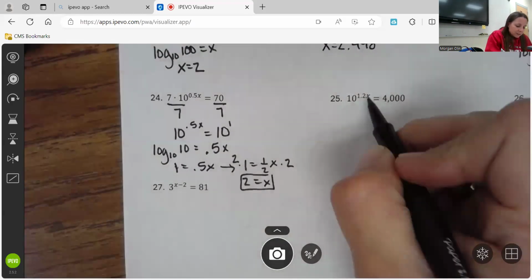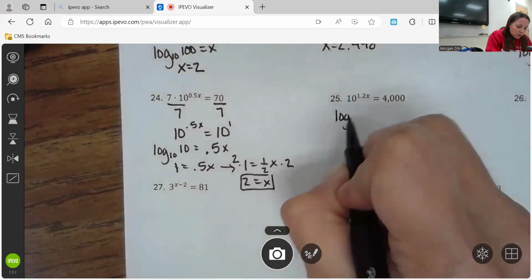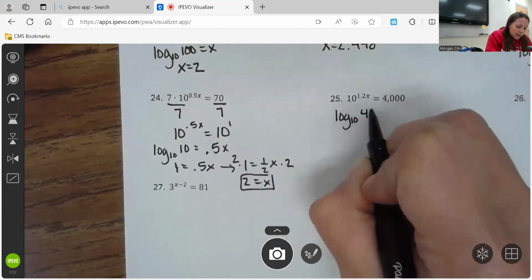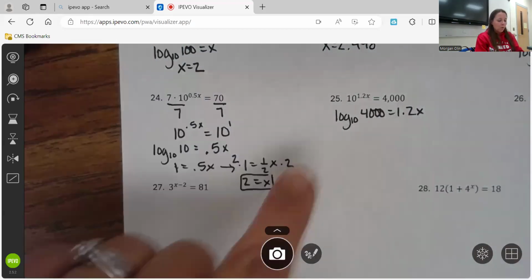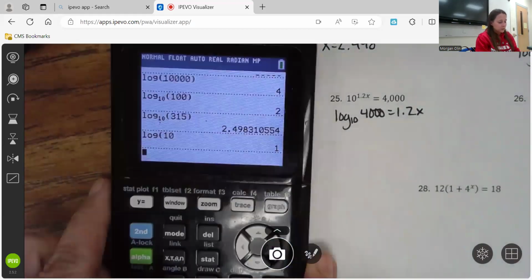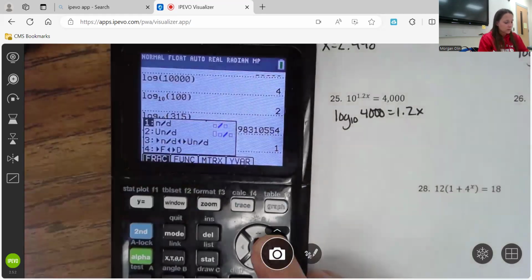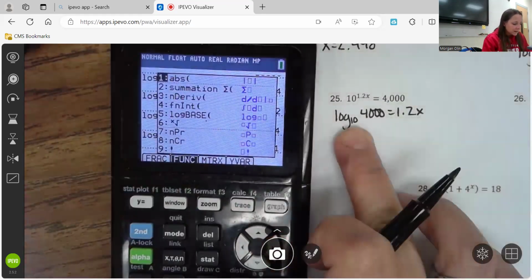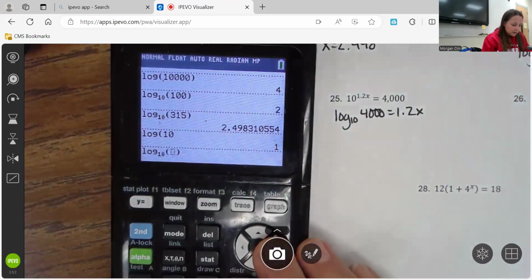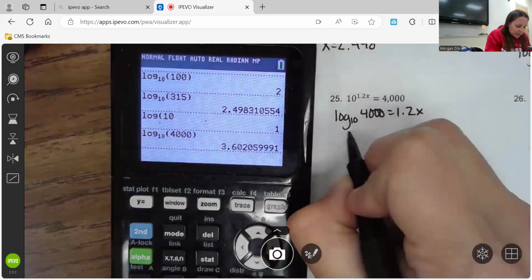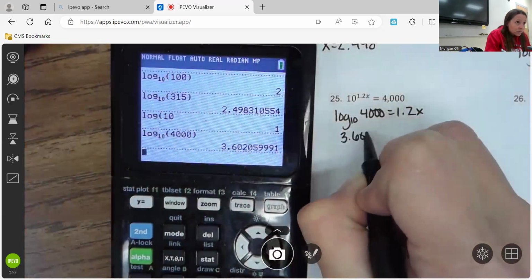All right, let's keep going. 25. It's exponential. So let's write this as a log. Log base 10 of 4,000 equals 1.2x. All right, figure out what this is. Okay, so alpha y equals. All right, or because the base is 10, you can use that. All right, I'm going to put 10 and then 4,000. And I get this to be 3.602.